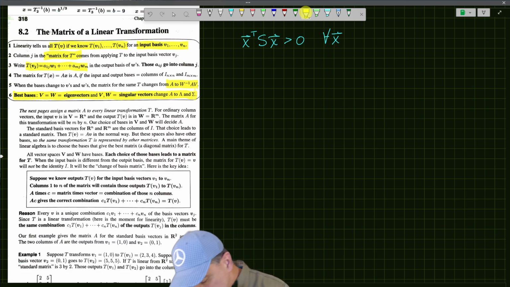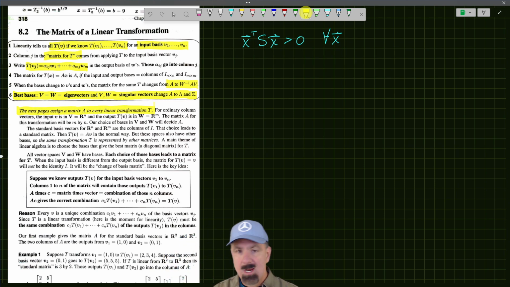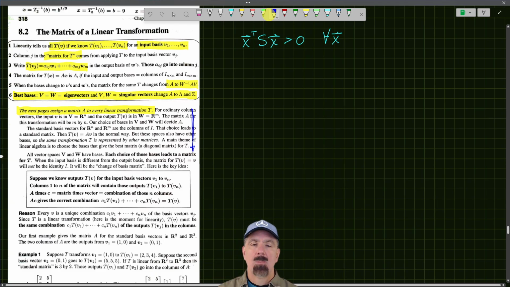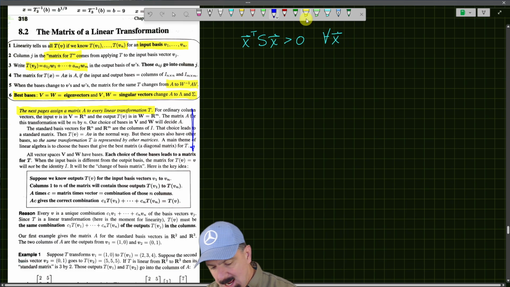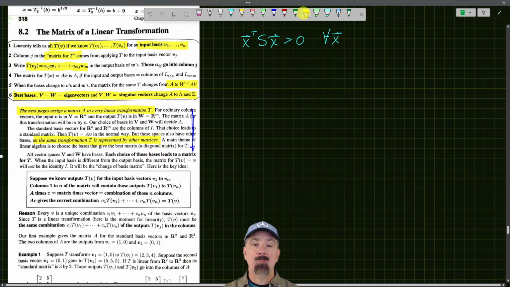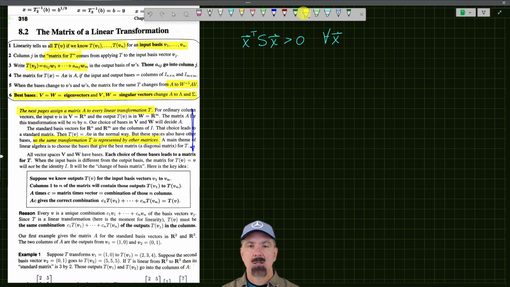All right, so the next pages assign a matrix to the linear transformation. And then as you read through this paragraph here, he continues on and says, hey, is there only one matrix? And he answers that question. He says, so the same transformation is represented by many matrices. It's just dependent upon the selection of the input and output bases.